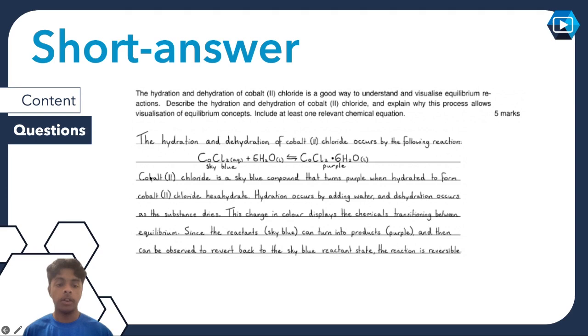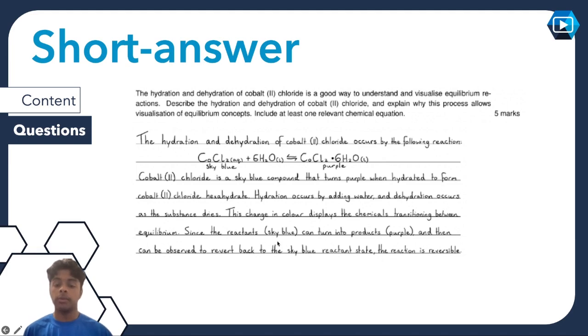First, by talking about or demonstrating an understanding of the products and reactants by saying that cobalt-2 chloride is sky blue and it becomes purple to form hexahydrate cobalt chloride. And the final sentence goes, since the reactants can turn into products and then can be observed to revert back to the sky blue reactant state, the reaction is reversible.